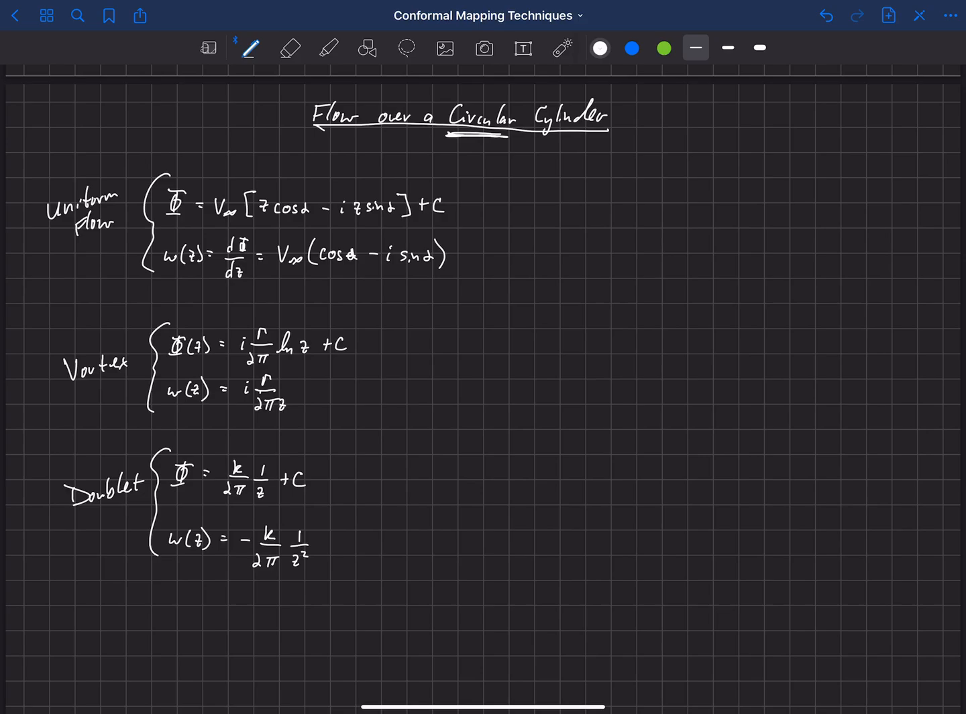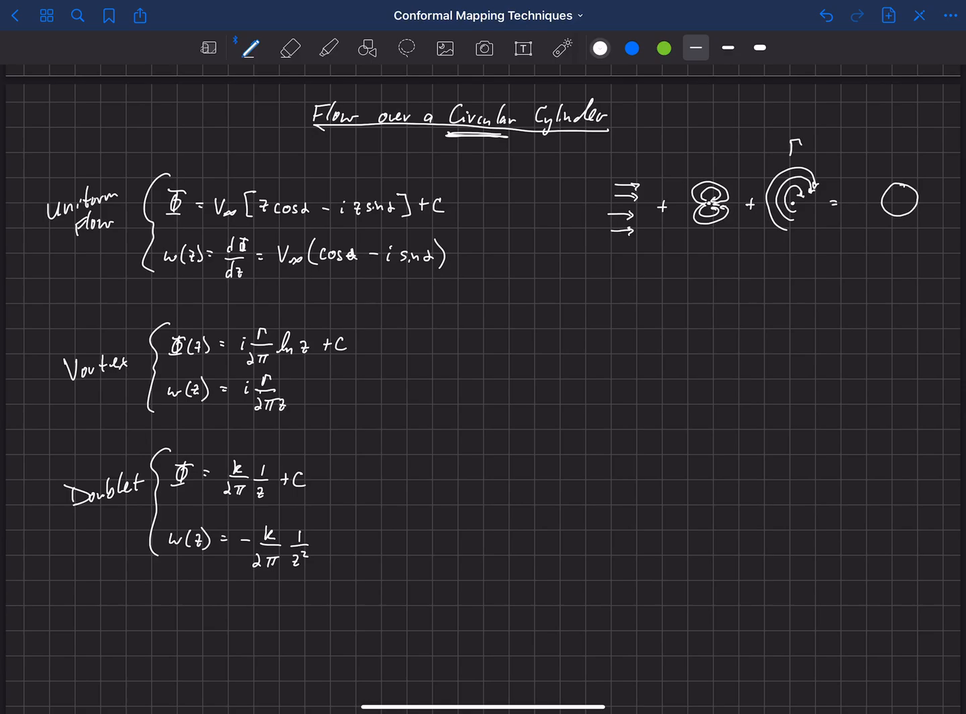And in the past, we've found that we can model this flow as the free stream plus a doublet. Oh, and I actually drew that sideways. Let me fix that. Okay, plus a doublet plus a vortex. Okay, and when we add all those together, what we get is flow over a cylinder with circulation.